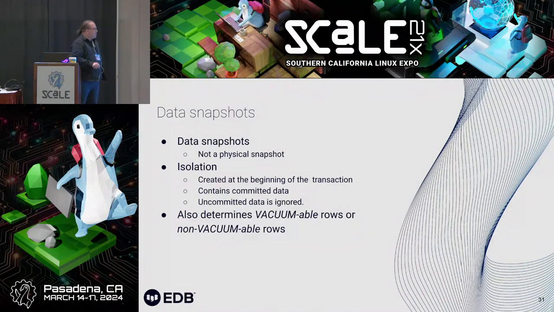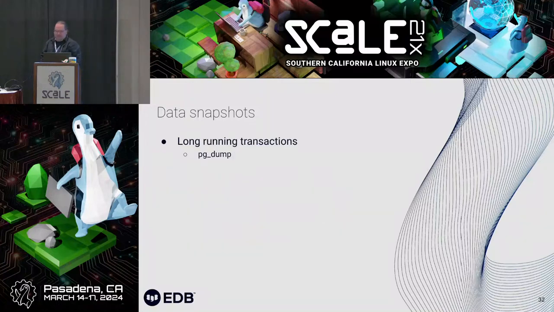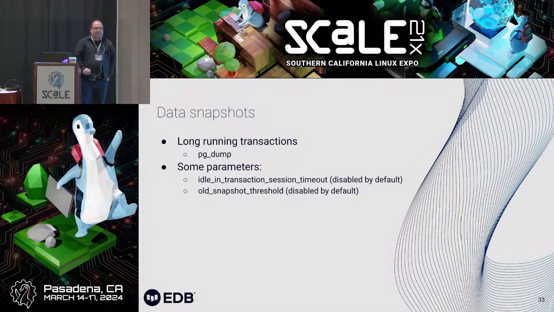It determines the vacuumable rows or non-vacuumable rows. So data snapshots are important when there are long-running transactions, like pg_dump, which causes more problems. When pg_dump is running against our tables, database, or schemas, if you have dead tuples caused by deletes and updates, they won't be removed, because pg_dump, in this specific case, or long-running transactions are going to need them, okay? So long-running transactions often may cause problems for the database.